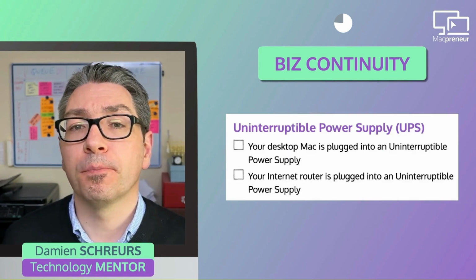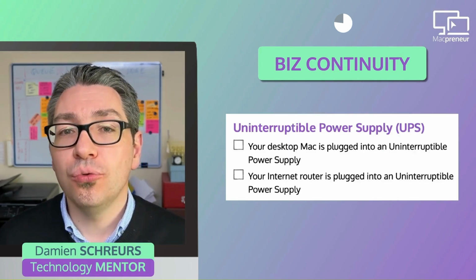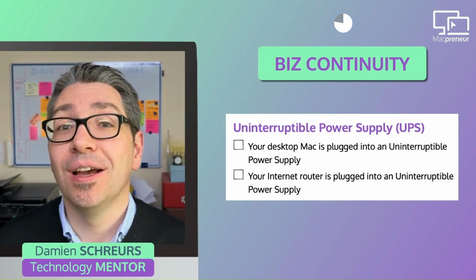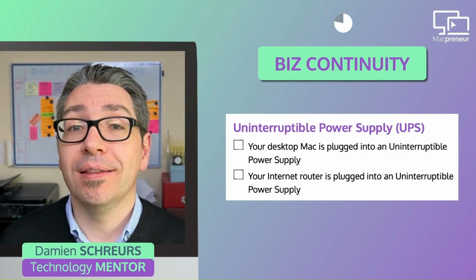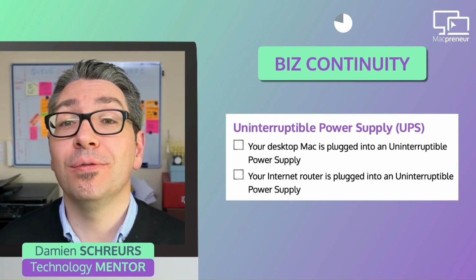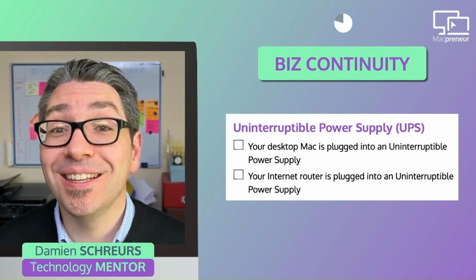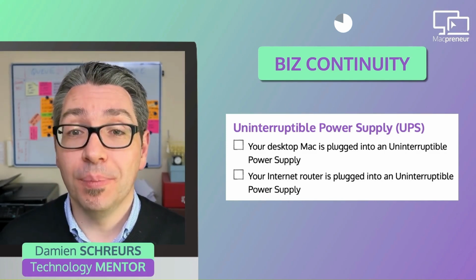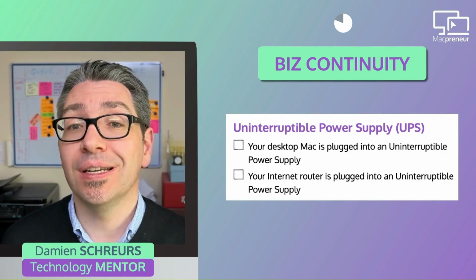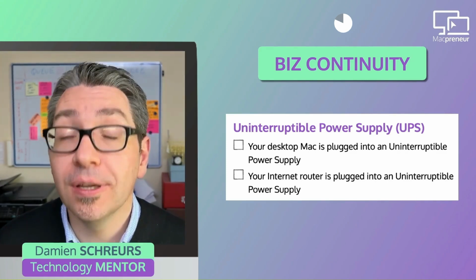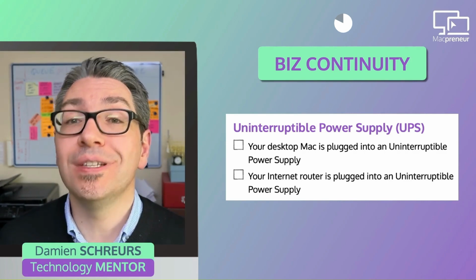Finally, having 2 uninterruptible power supplies or UPSs, one for your desktop Mac and the other for an internet router, will allow you to continue working for a little while, even in case of a power cut. And if the UPS battery gets depleted before electricity gets restored, you will still be able to shut down your computer properly and avoid potentially losing data.